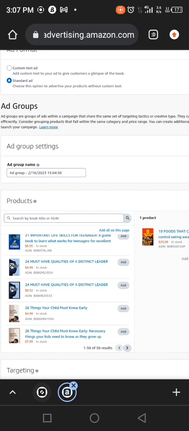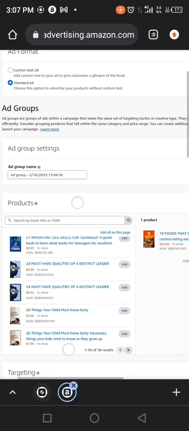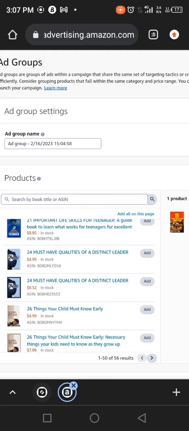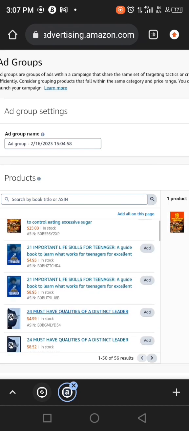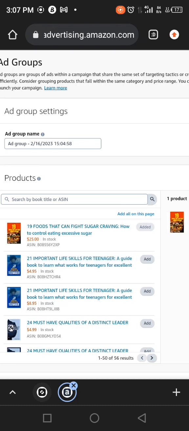If this is 24 must-haves, qualities of a distinct leader, and then this is 26 things your child must know early, you could actually run the same advert for both of them. But when you have something like how to control sugar craving, and then you're writing something on 25 sex positions, I mean, they are totally different from each other. This is romance and this is healthy feeding. They are not in any way the same thing.